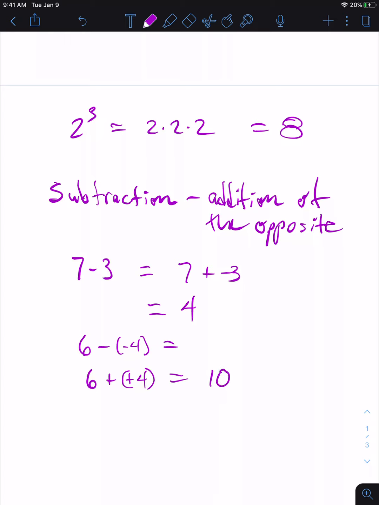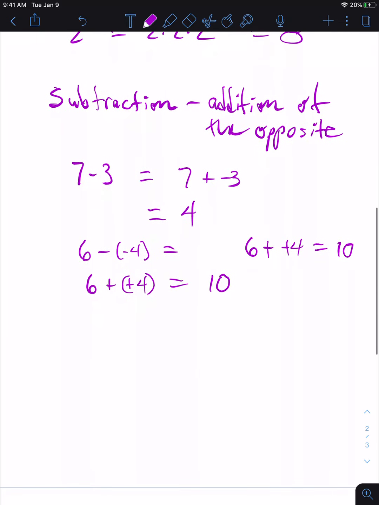So some people like to say it this way. If I said 6 minus negative 4, they go plus plus, and that's okay because it just solidifies the idea that this is addition of the opposite of negative 4, and that turns into 10. So you can do it that way, and that justifies the reason why we do that. So that helps us out.